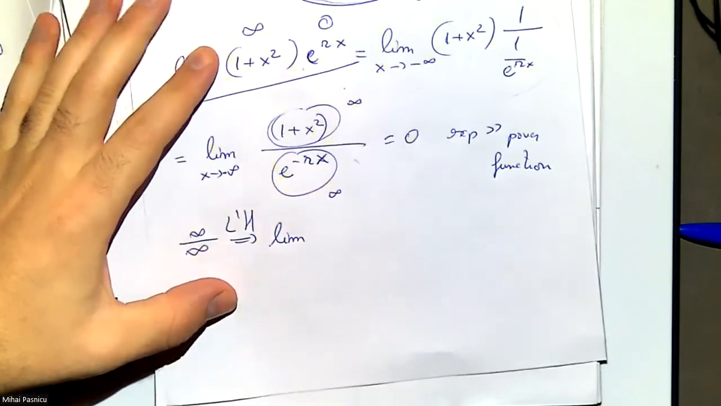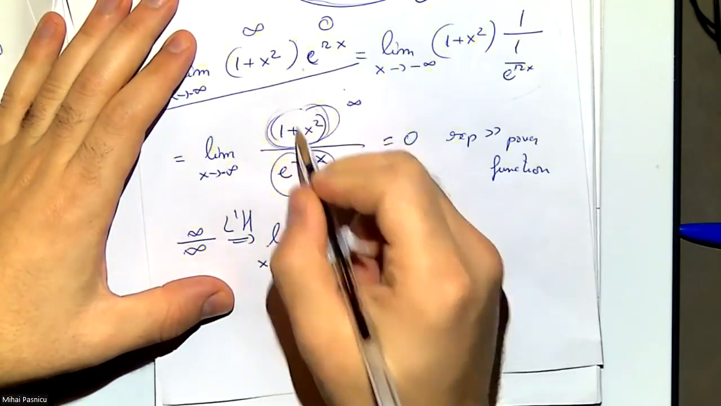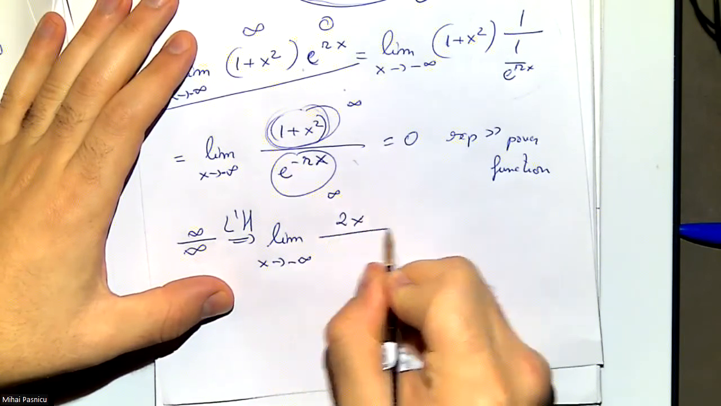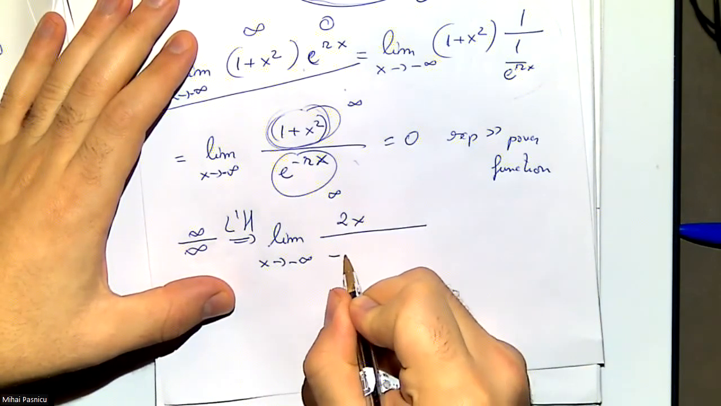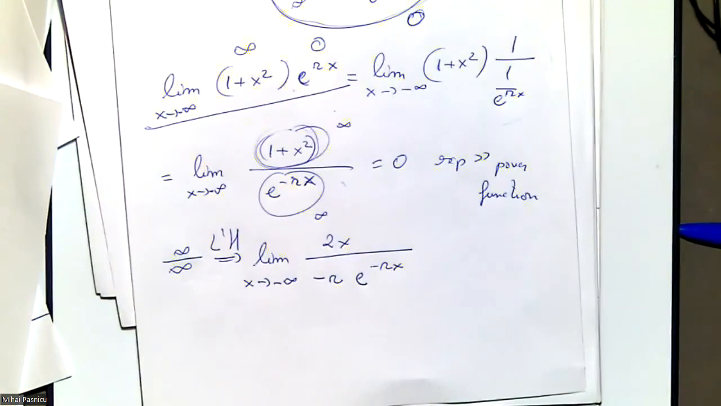This is equal to the limit as x goes to minus infinity. What's the derivative of this? 2x. What is the derivative of this? Minus r e to the minus rx. Now, what do you do with this? What does this go to? I have no idea. So, first of all, does everyone follow the derivatives? Does everyone understand how I apply L'Hopital to this? Okay. So, what do I do now? I mean, I have no idea.